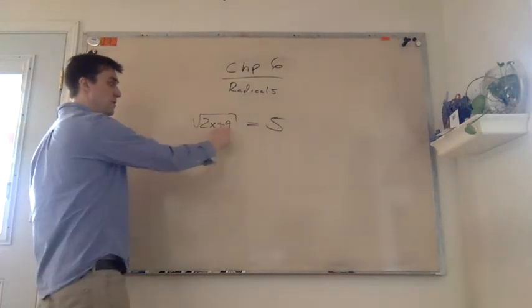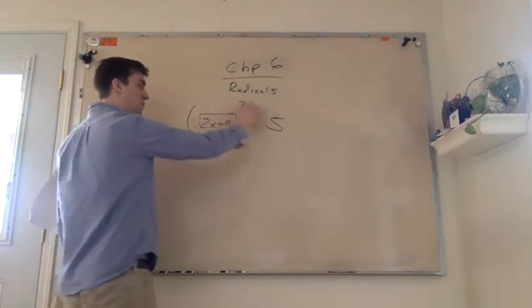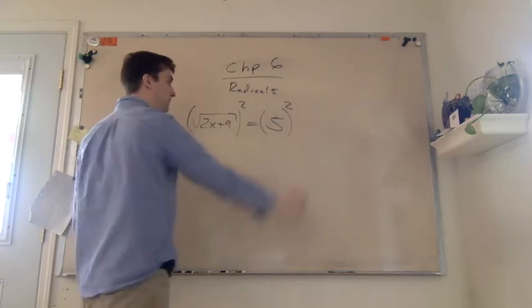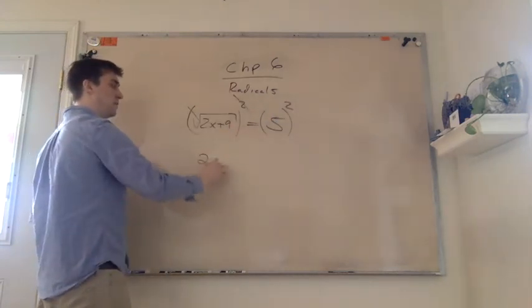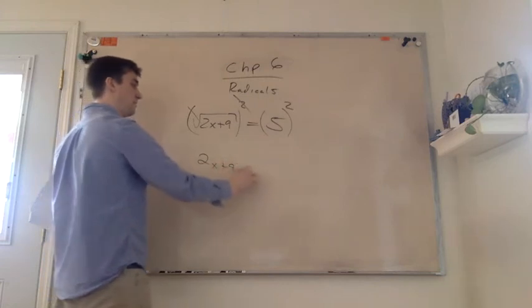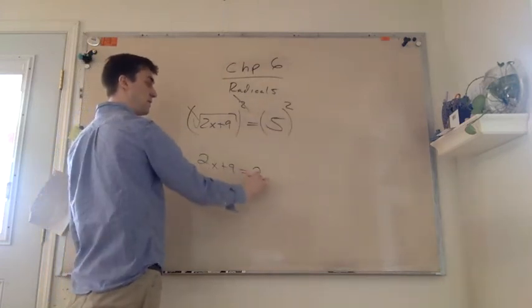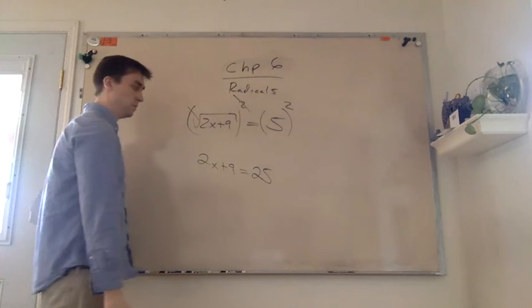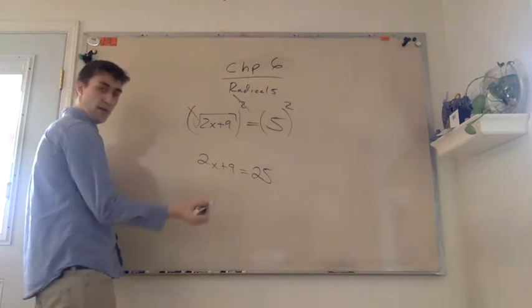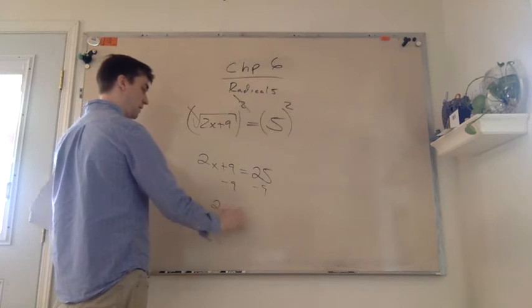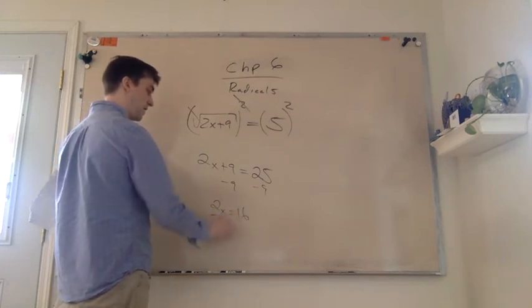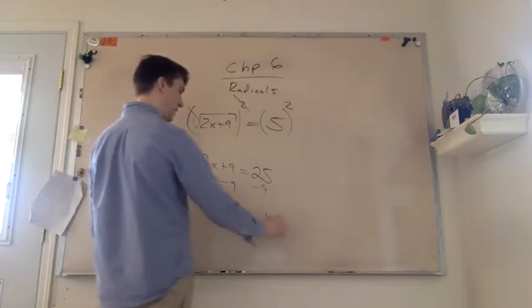So this is a square root. To get rid of it, I would square both sides. The square root squared leaves me with just 2x plus 9. 5 squared is 25. Now you just solve this by isolating the variable. Minus 9 on both sides, and I get 2x equals 16. Divide by 2, divide by 2. x equals 8.